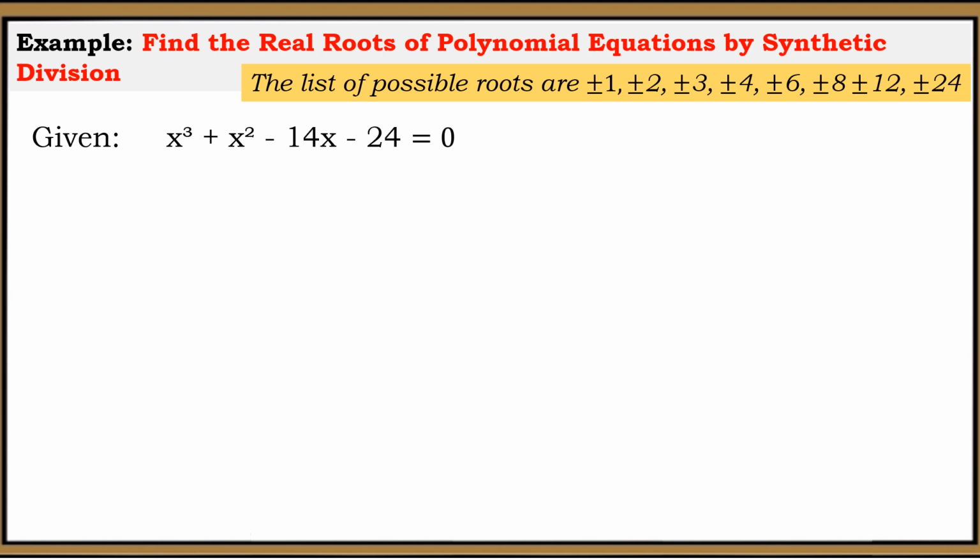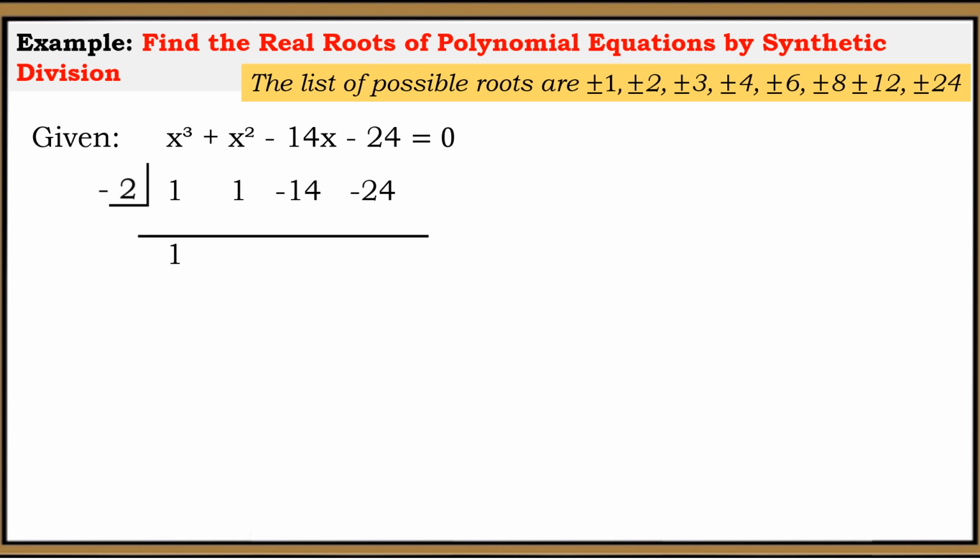From the list of possible roots, pipili ka dyan ng kahit na anong number, basta pag ginamit mo sa synthetic division, walang remainder. O ibig sabihin, pagdating sa dulo, ang sagot ay 0. So, let us try negative 2. Dapat walang remainder to. So, mag-synthetic division tayo. Isulat muna natin yung numerical coefficient ng bawat term. So, we have 1, 1, negative 14, and negative 24.